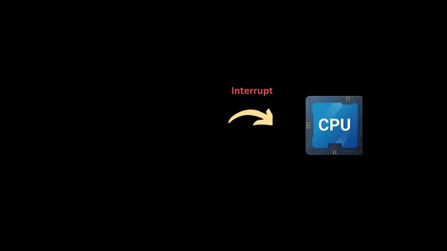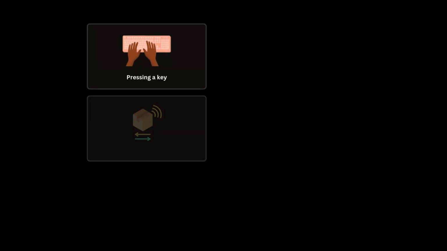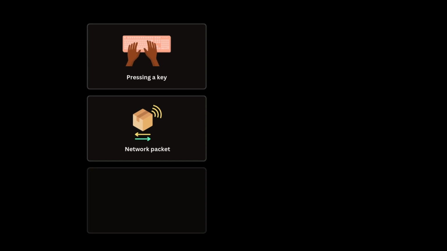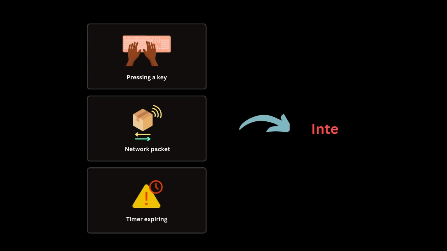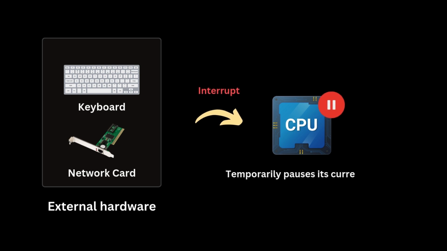Interrupts are signals sent to the CPU by external hardware, like a keyboard or network card, to indicate that something needs immediate attention. For example, pressing a key on the keyboard, receiving a network packet, or a timer expiring can trigger an interrupt. When an interrupt occurs, the CPU temporarily pauses its current task to handle the event and then resumes normal operations once it's done.